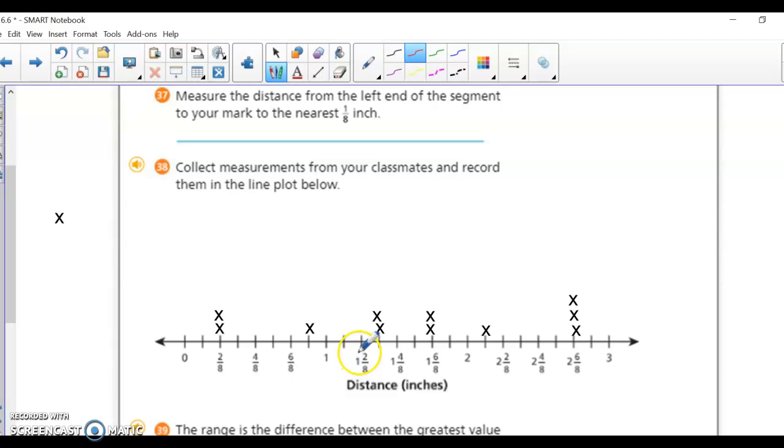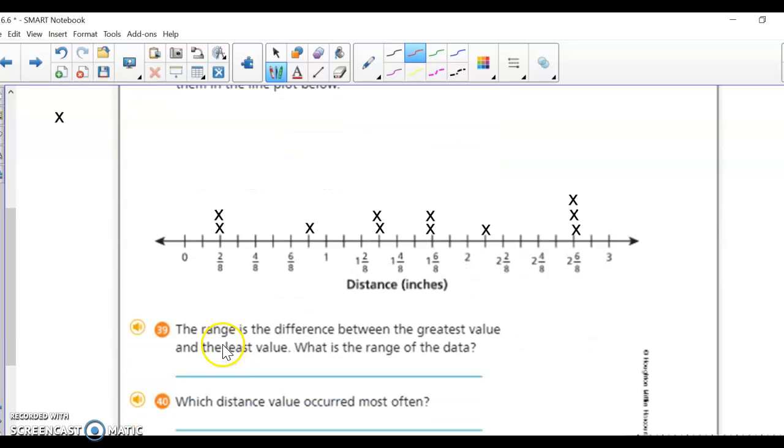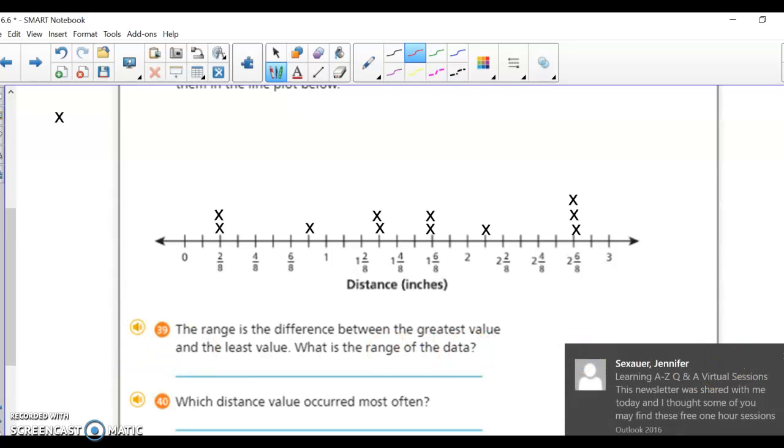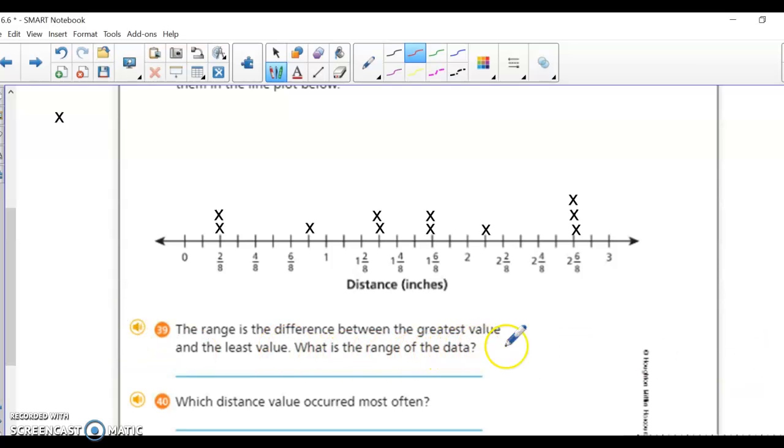Well, it's not 1 and 2/8 here, it's 1 and 3/8. It's one more up. Each of these increments goes up by 1/8 of an inch, but we only label every other so that it doesn't get too crowded, okay? But now with this information, pause it if you haven't yet, put that in, or you can just pause it and use my screen, and we're going to solve 39 and 40. So the range is the difference between the greatest value and the least value, okay? What is the range of the data?